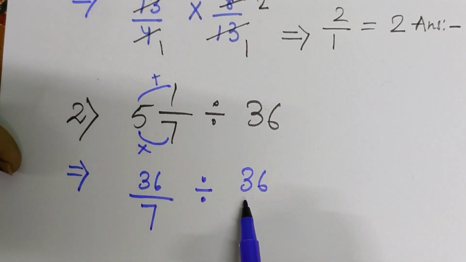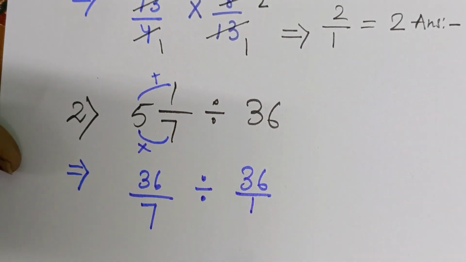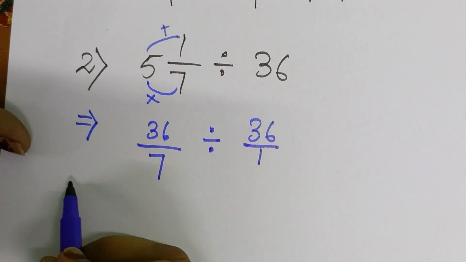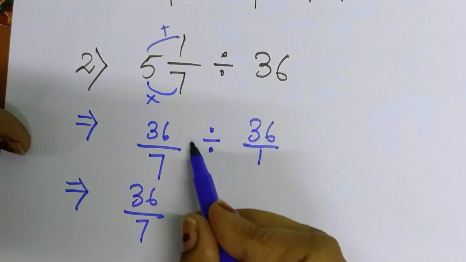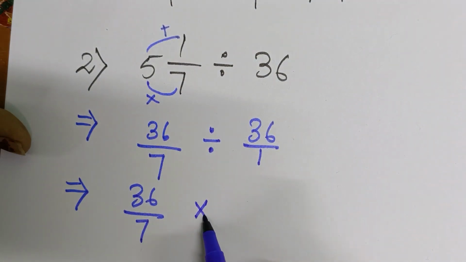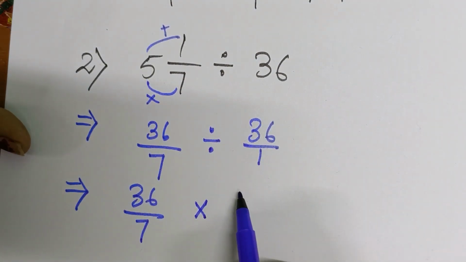As if we don't have a denominator, just write 1 over here. Clear? Now, write this one, 36 by 7. Division will change to multiplication, and this part will be reciprocal. Means this 36 by 1 will change into 1 by 36.